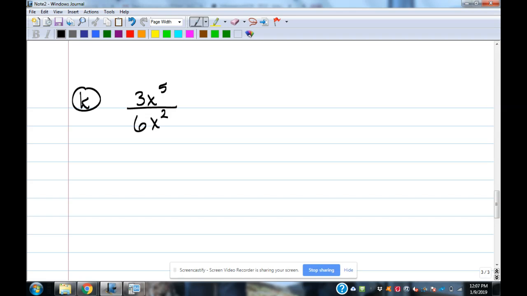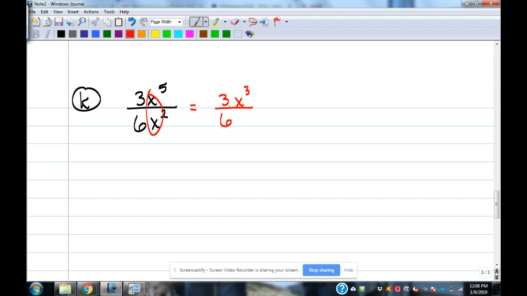Which one of those could I do exponent rules with? The x's, right? Because they're the same base. That's the only thing. This is a 3, this is a 6. They're not the same, right? So those bases are the same. So that would give me x to the what? 3rd. 5 minus 2 is 3. I'm going to put that on top.